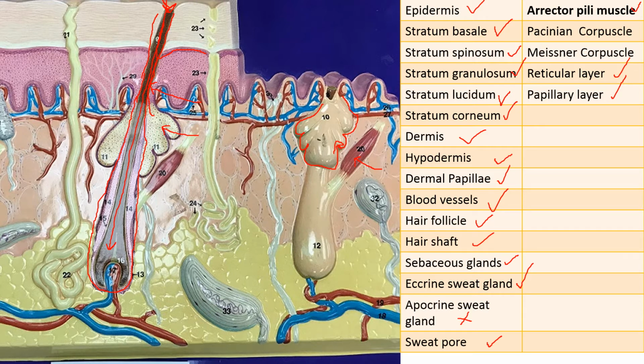Lastly, we have the Pacinian and the Meissner corpuscles. These are responsible for detecting pressure and touch in the skin. This is a Meissner corpuscle here. This is the Pacinian corpuscle. Let me be clear, the Pacinian corpuscle. It is also called a lamellated or a lamellar corpuscle.